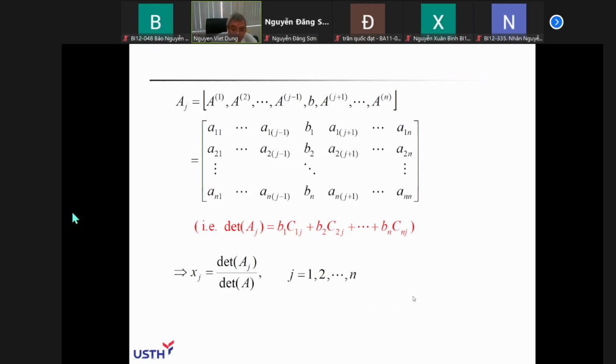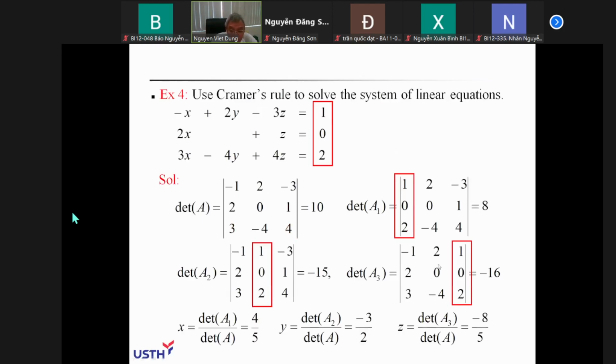So that is summarized in Vietnamese, so I continue. Here are some examples for you. You can see how we can replace the right hand side column into the coefficient matrix to find the solution.